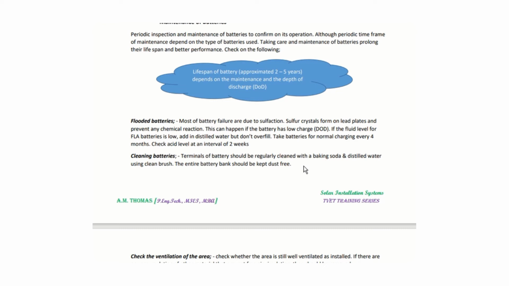The batteries need normal charging every 4 months. Check the acid level at an interval of 2 weeks. This is mostly for lead acid batteries, but for dry acid, maintenance-free batteries, this normally need not be checked. So we have an advantage when using solar batteries specifically. You won't carry out this test. Another important thing is cleaning the batteries.